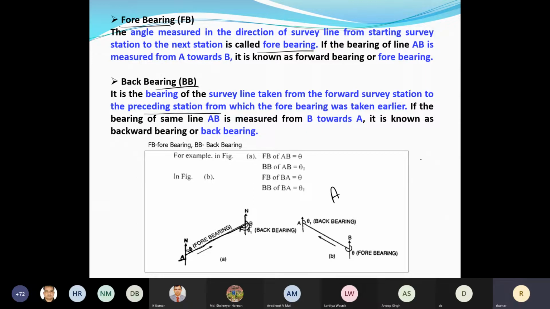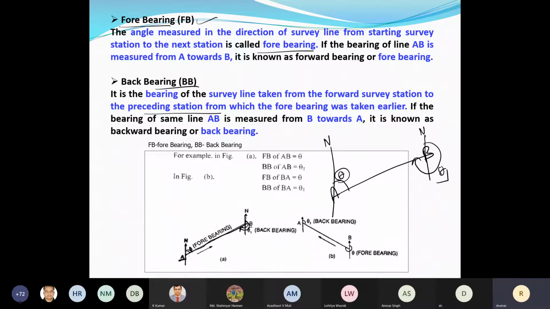Again, I'm making here A, B, this line. If I say this is my north, then for AB it will be the angle theta. I will put the prismatic compass at B. Again, I will see this. So this is again my north, and this will be my theta 1. So your theta will be the fore bearing, and theta 1 will be the back bearing of this AB. Have you got the point?